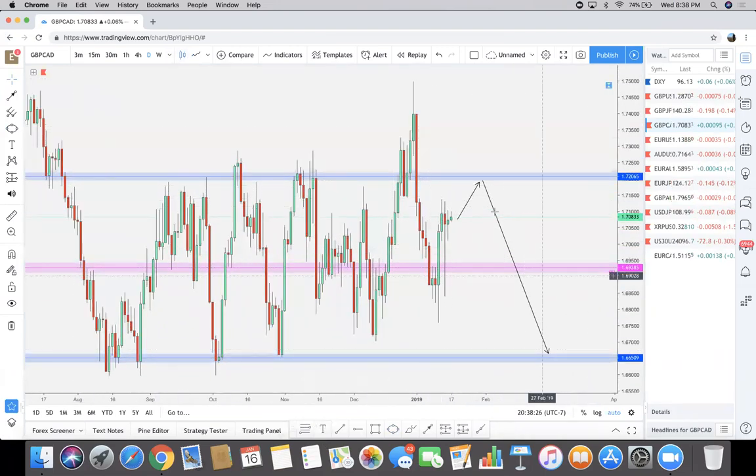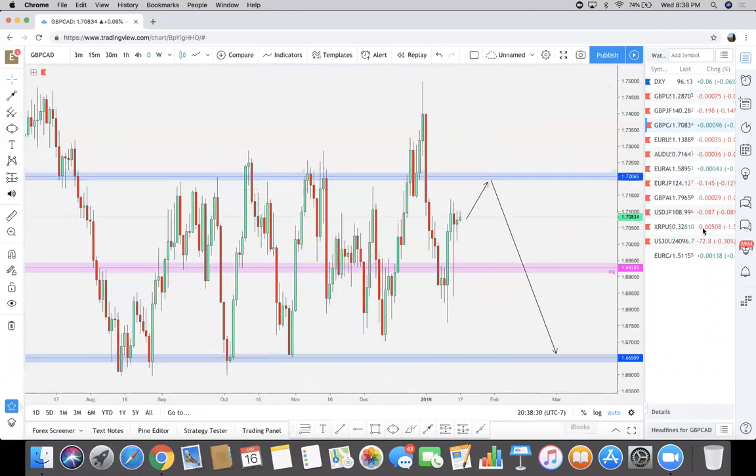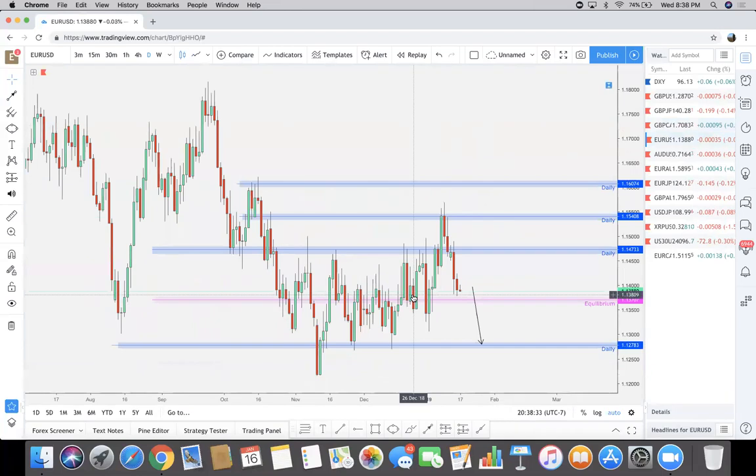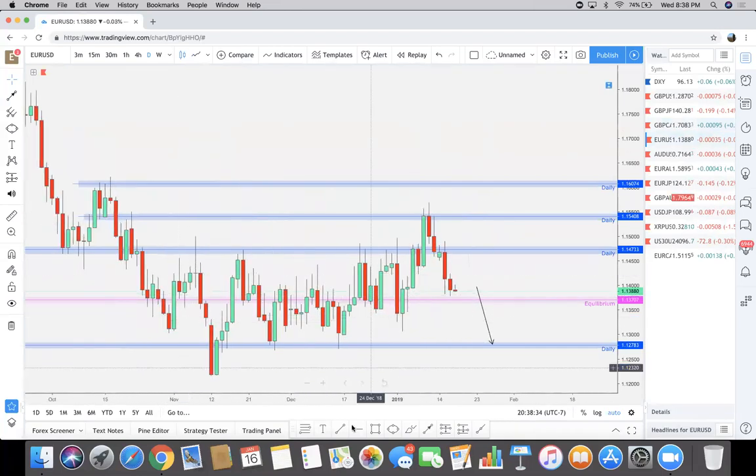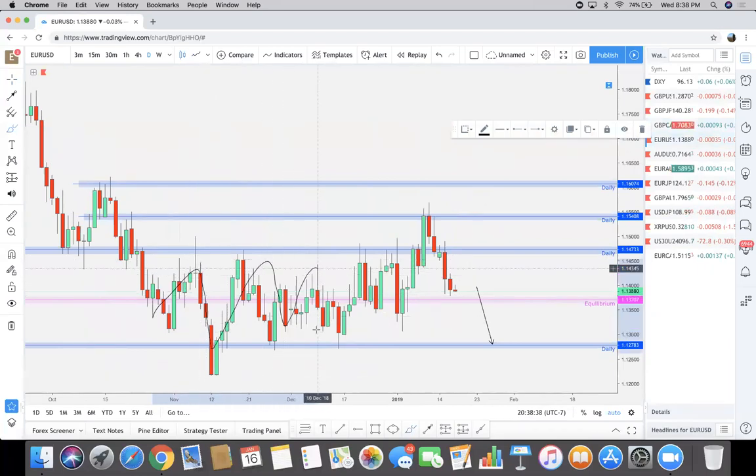So this one I really just see coming to this resistance and then dropping. Euro USD, same thing. We're in this consolidation all through here, just bouncing back and forth, bouncing back and forth. We have this fake out right here, and then also this fake out right here.